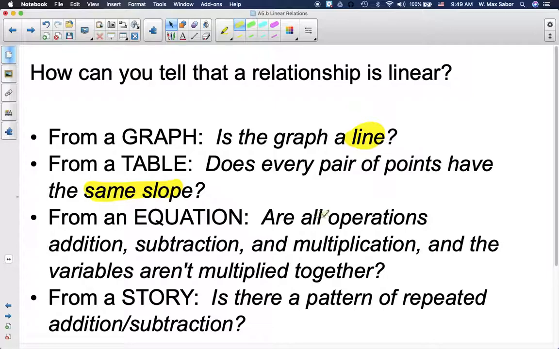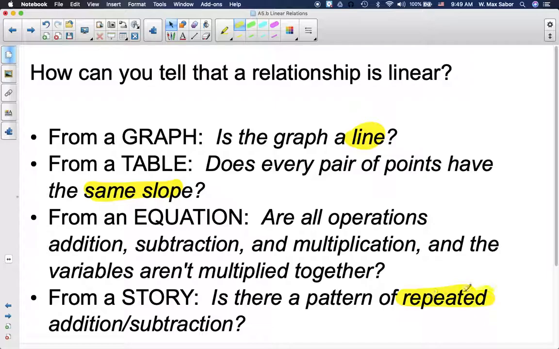From an equation, are all operations addition, subtraction, and multiplication, and the variables aren't multiplied together? So this is harder to see, but there's no division, no square roots, no exponents, and we aren't going to do x times y. Is there a pattern of repeated addition or subtraction?